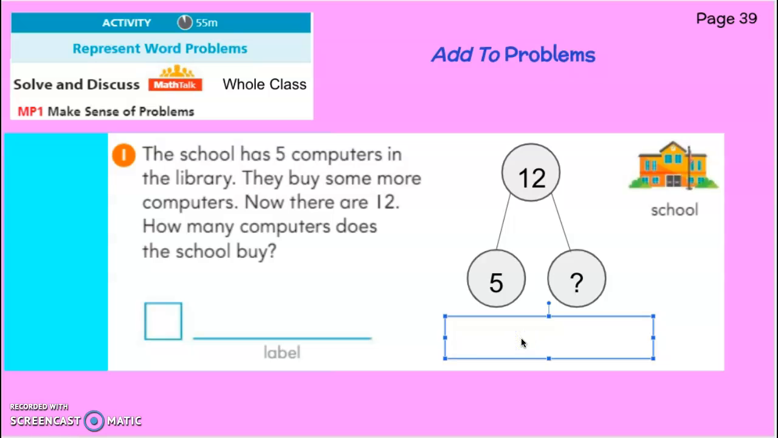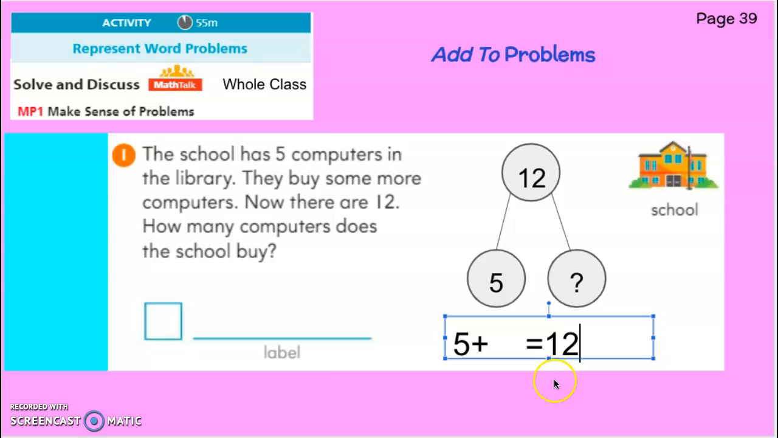So we know that we started with 5. Sometimes rereading it again helps us put our equation in order. The school has 5 computers. They buy some more. I'm going to leave a blank for that. And now there are 12. So that's my equation, and I will fill this in as we figure it out. Okay. So here's my math drawing and equation for deal.